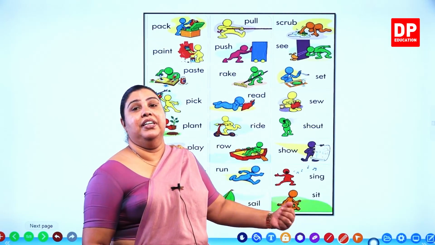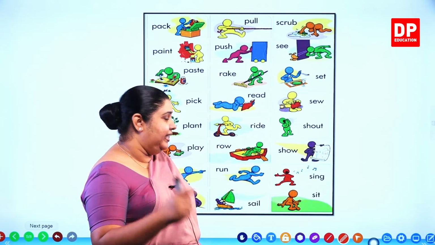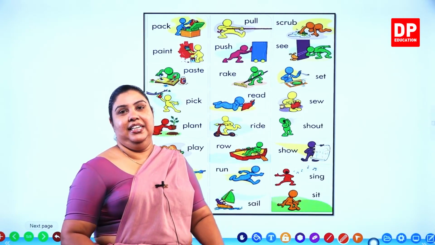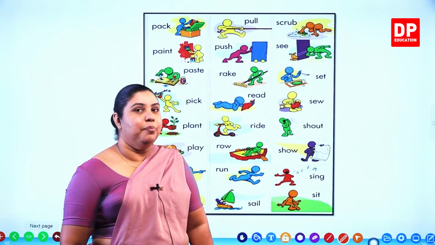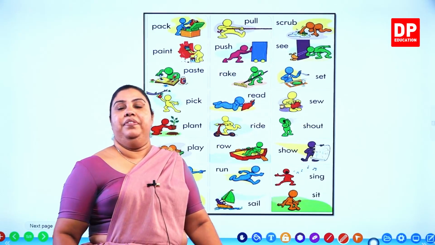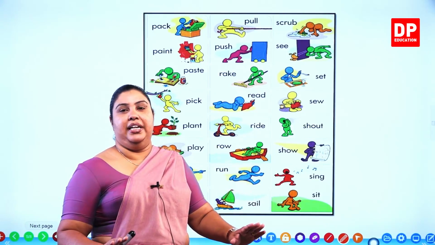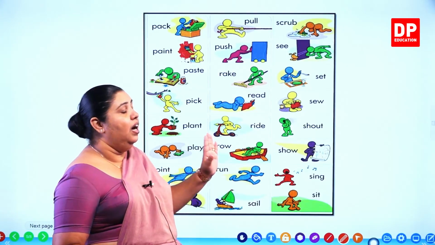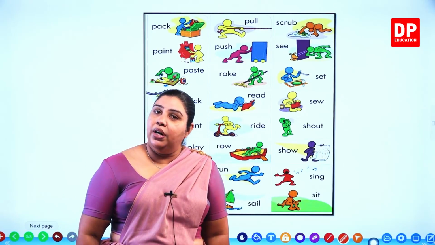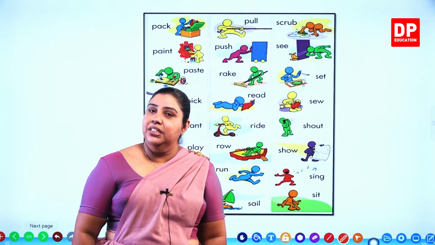Then the last word, very easy, S-I-T. What is that? Sit. ඉඳ ගන්නවා. ඉඳ ගන්නවා කියන්නේ අපි කරන දෙයක්ද? Oh, we have to sit. We have to do that. So all these are doing words. So now what do we call the doing words in English?